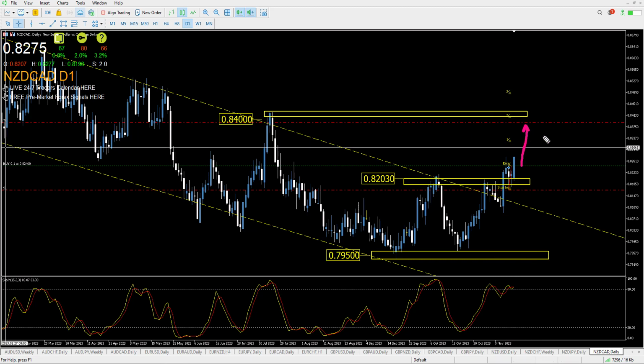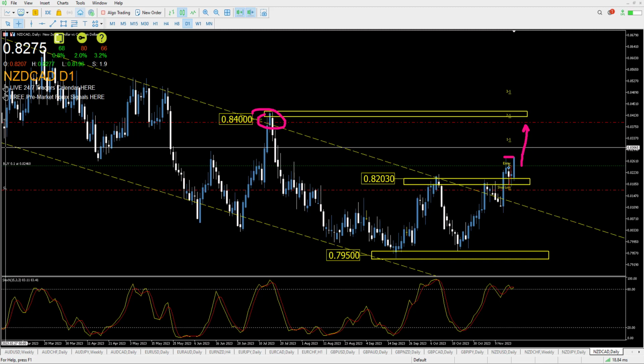The next level of resistance we've got marked in is this 0.8400. That was the high that formed in July of this year. So that's where I'm looking to see if price will go and head towards for targets. Now, we've got to be a little bit careful with this one. We are coming into a daily swing high.